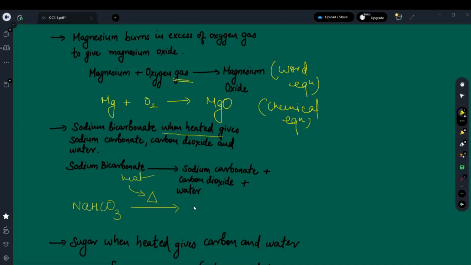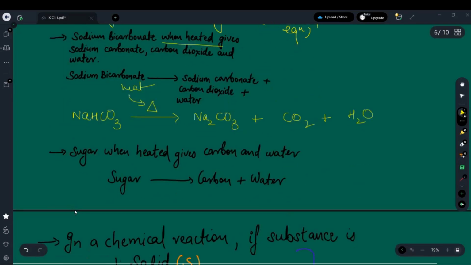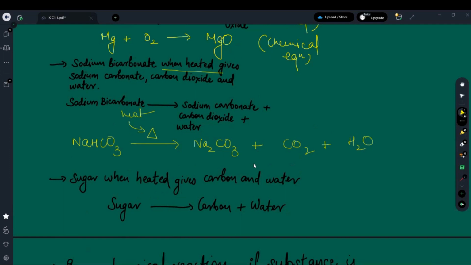Clear? So when heated gives you sodium carbonate, Na2CO3, plus CO2 plus H2O. Okay. Last one, sugar, when heated, gives carbon plus water in this case. So sugar is actually made up of carbon, hydrogen, and oxygen. So the best example of sugar is glucose.